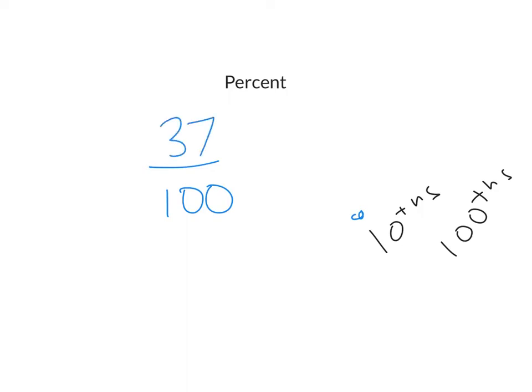Let's use a number 37. Okay, 37 over 100 is 37 hundredths. Do you see that? 37 over 100 is 37 hundredths. Let's use another example. 15 over 100 would be what? It would be 15 hundredths. If you're unclear with any of this, please go back and rewind it till you understand.